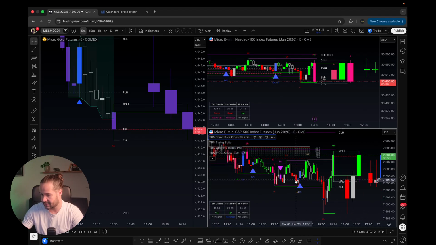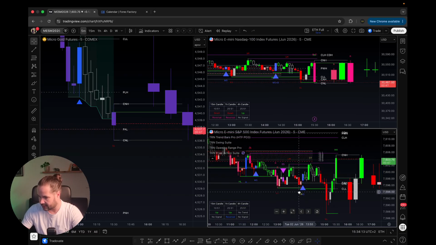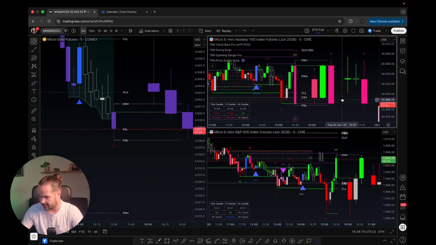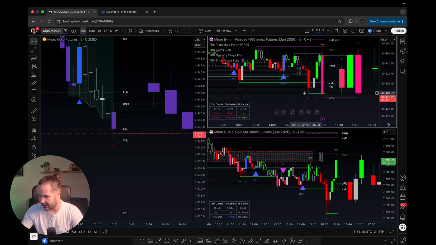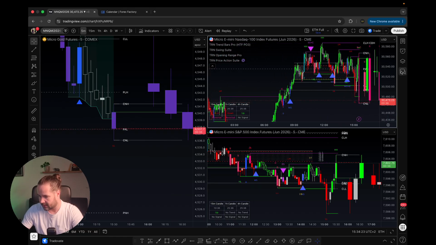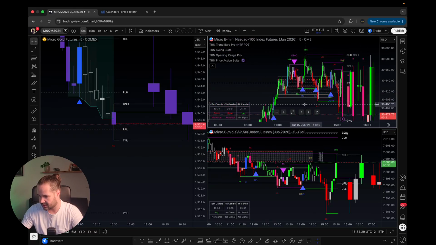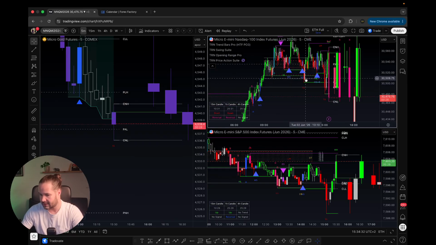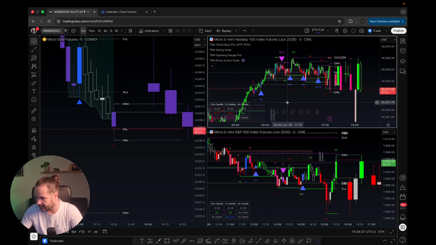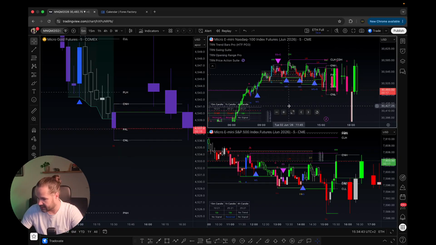Oh, what's happening here? NQ is dumping and ES is pumping at the same time? This is a bit crazy, honestly. Okay. NQ is taking out the current daily low. Okay. No, it's not the current daily low, but just this low right here. And it looks like we're getting a correction right now. Okay, heavy stuff, but not a signal, honestly.